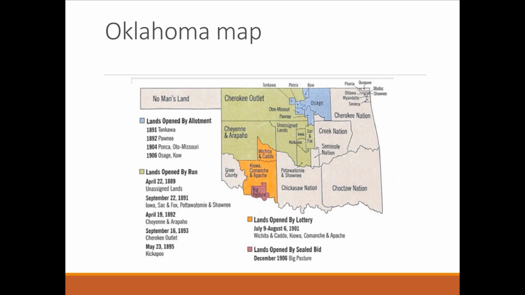This map also shows how the land in western Oklahoma was opened up, and when and how. There were also allotments out in this area, like the Cheyenne and Arapaho, the Kiowa, Comanche, and Apache. The Big Pasture area was by drawing, the Wichita and Caddo. My family was up here in the area of the Wichita and Caddo, and they did not receive homesteads, but they were able to lease allotments, and they were sharecroppers.